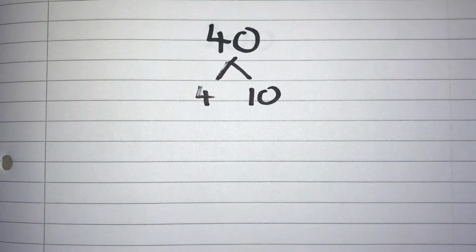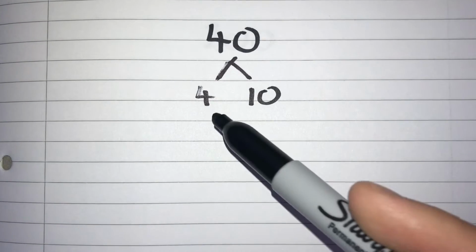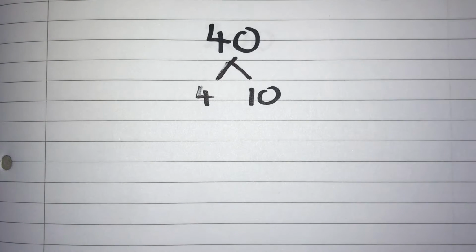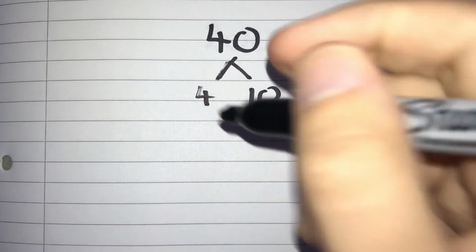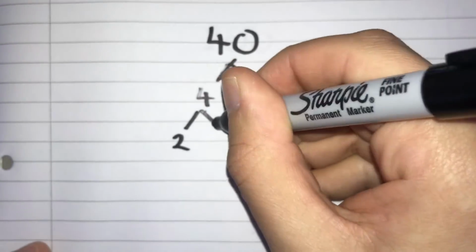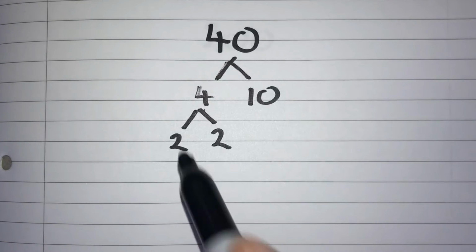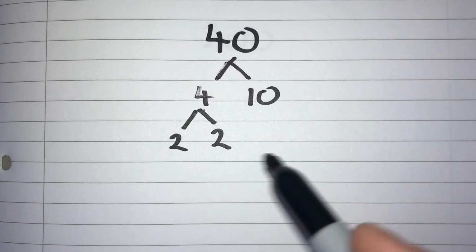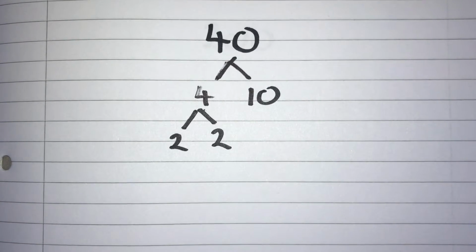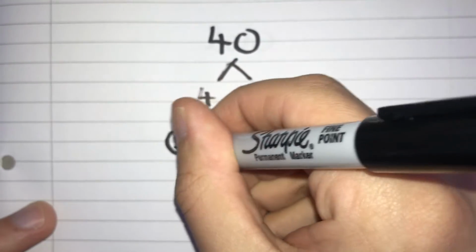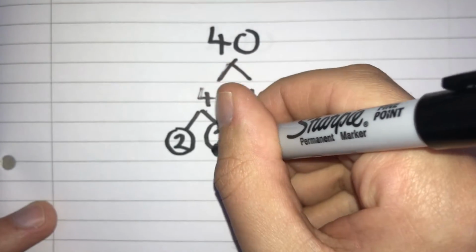So now we've got 4 and 10, we need to think, is 4 a prime number? 4 is not a prime number because we can divide it by 2. So if we can divide it by 2, let's do that. If we divide it by 2, we get another 2. So now we've got 2 and 2. We split this 4 up into 2 and 2 because 2 times 2 gives us 4. Is 2 a prime number? Yes, it is, because it can only be divided by 1 and itself. So we've got to stop at this 2 and also at this 2 as well.